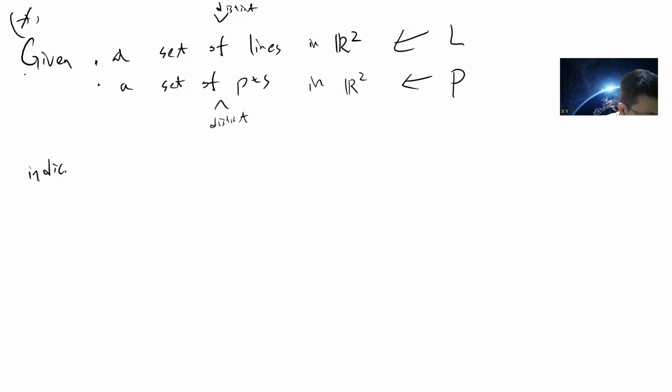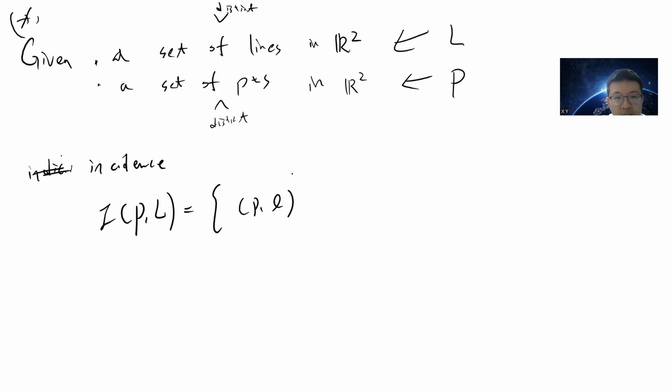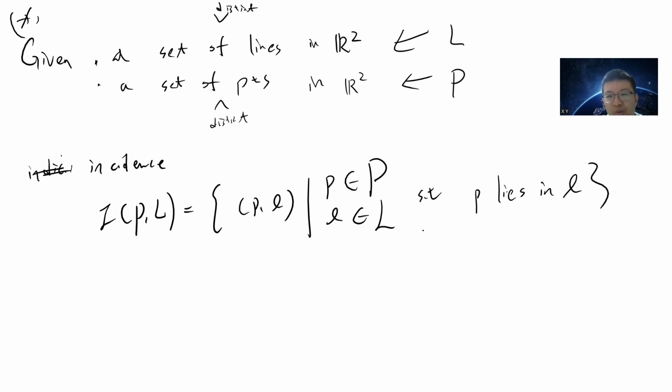The incidence set I(P, L) is defined to be the set of pairs (p, l) such that p is in the point set P, and l is in the line set L, such that p lies on l. Probably hard to understand.